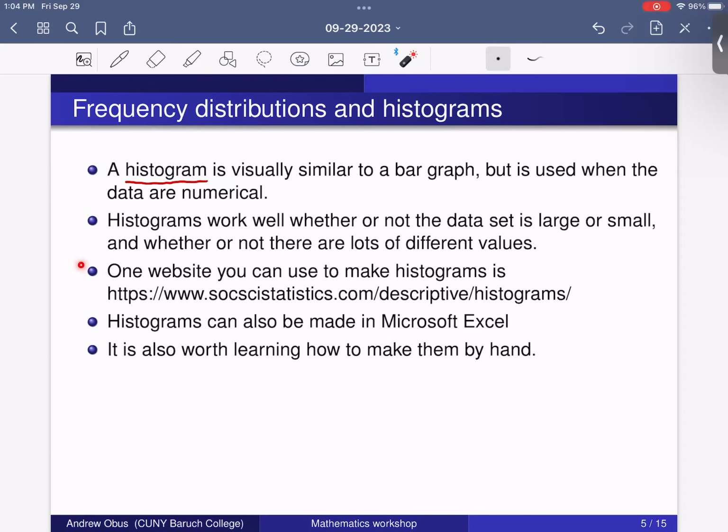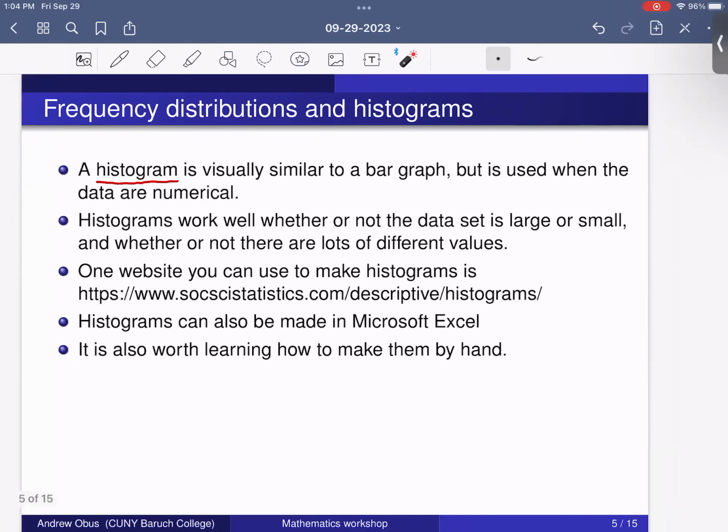If you have an internet connection, then you can use this website, which is very nice for making histograms. If you have a laptop with Microsoft Excel, but no internet connection, then you can make them in Microsoft Excel also. And it's also worth learning how to make them by hand. So we'll try to do all three of these today for different examples. Okay. So let's first do an easy example where we're going to make them by hand.